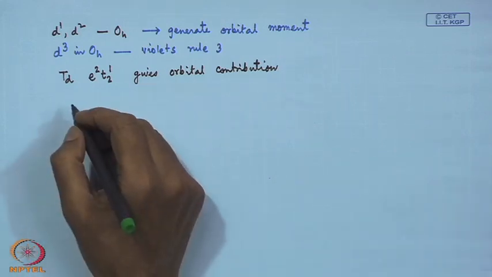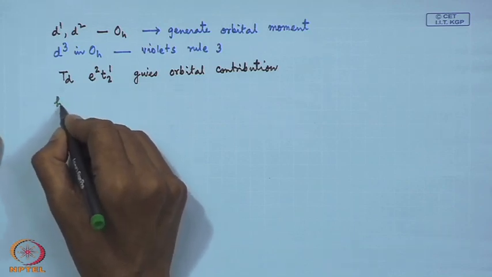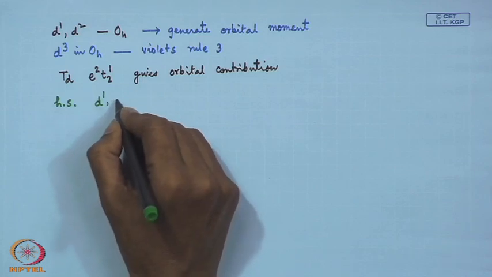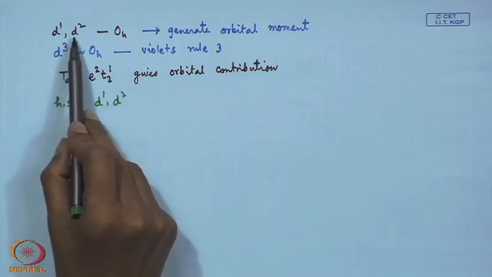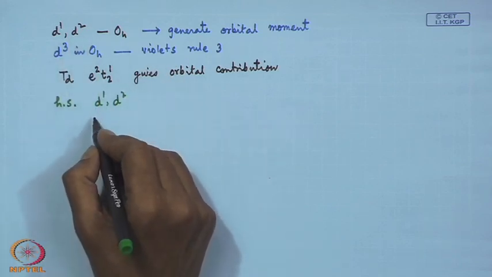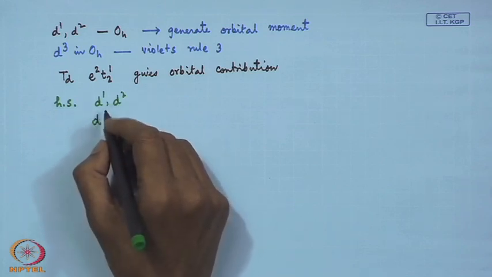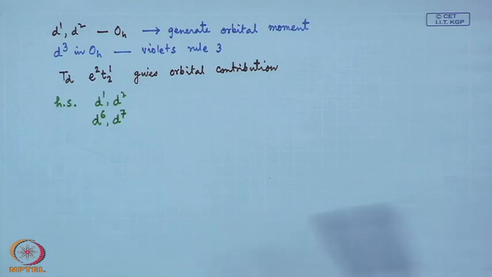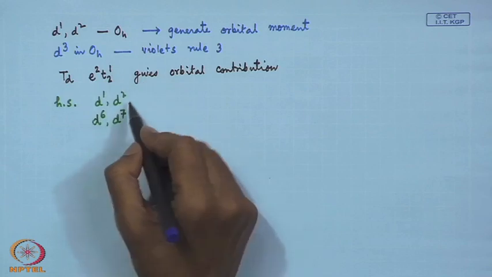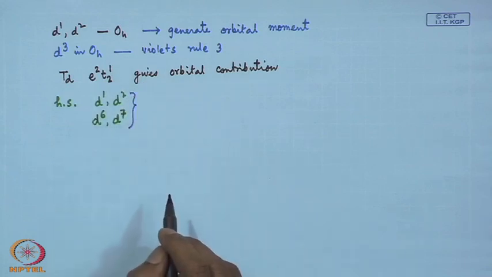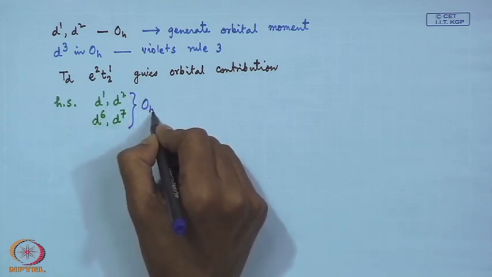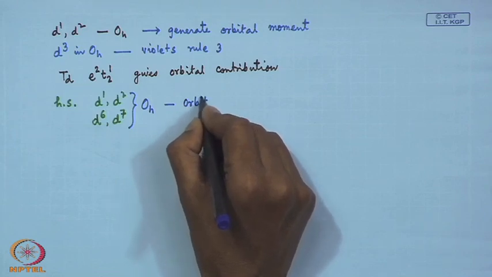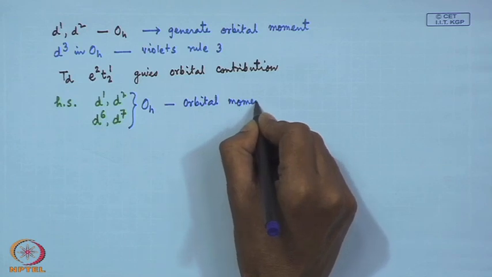So, in terms of the corresponding term symbols, if we have a high spin system for d1, d2, two unpaired electrons in the T2G level. Similarly, the situation is the same when we cross the half-filled configuration, that means after d5, we have d6 and d7. So, likewise, what we see for this d1 and d2 case in octahedral geometry, similarly, d6 and d7 also can have this orbital contribution in octahedral geometry. So, they can have orbital magnetic moment.